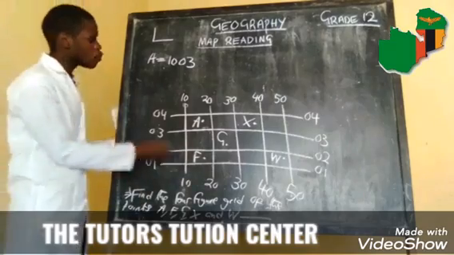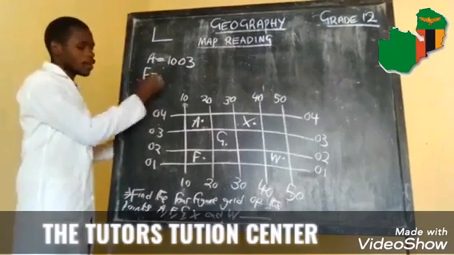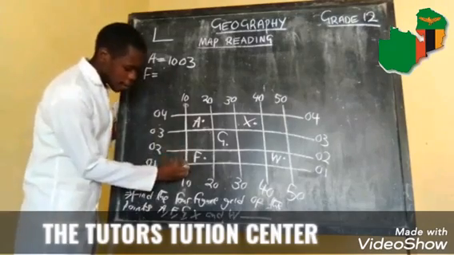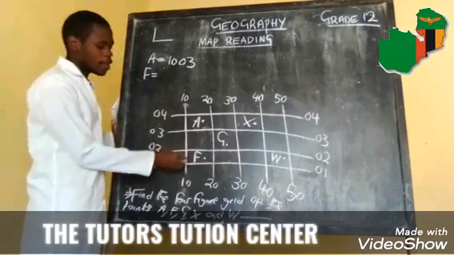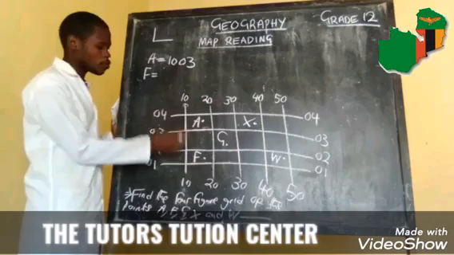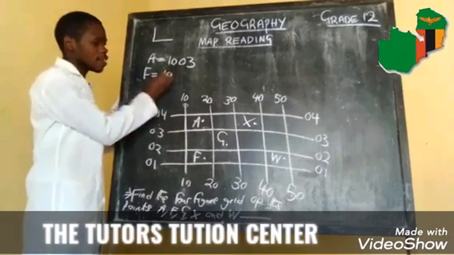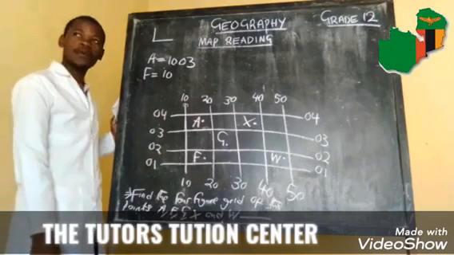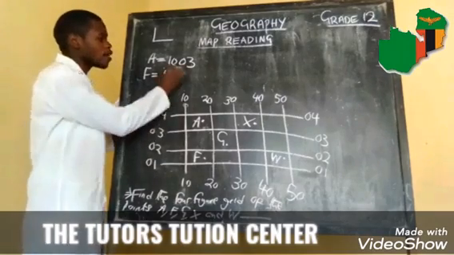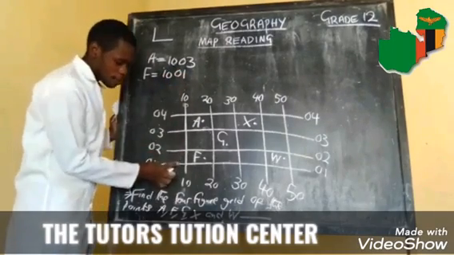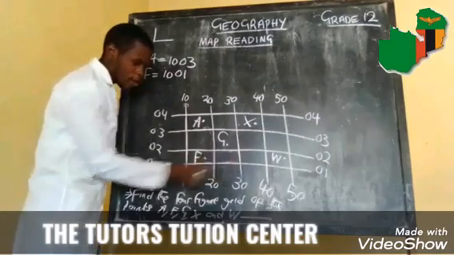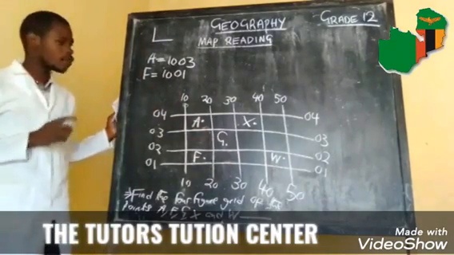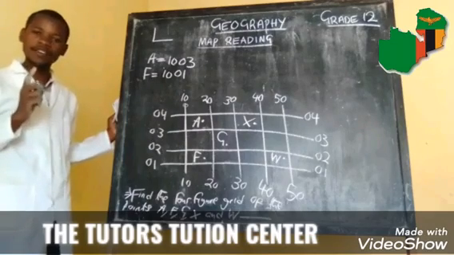I go to the second one, which is F. Point F is in this box. You place letter L like this. You pick the number which is on top of this grid box, which is 10. So you write 10. Then the number which is either left or right of that grid box, we have got 01. This line here is 01. So you pick 01. That means the 4-figure grid reference of point F is 1001.